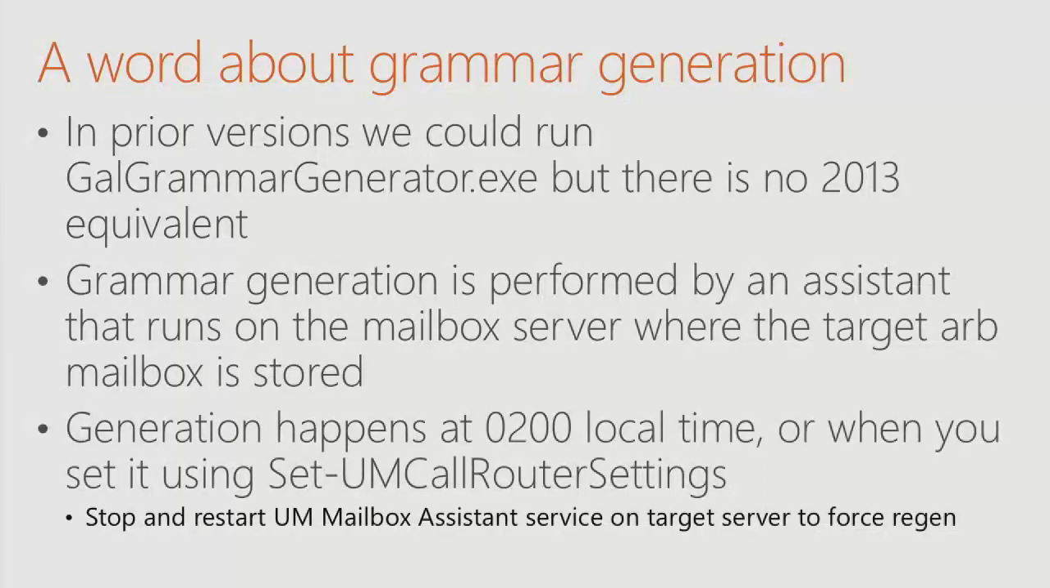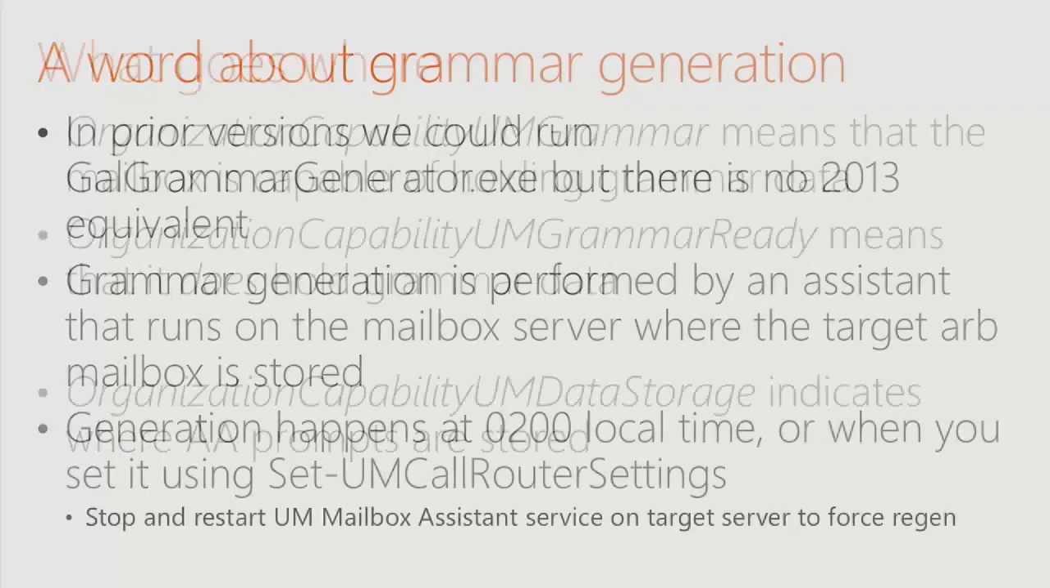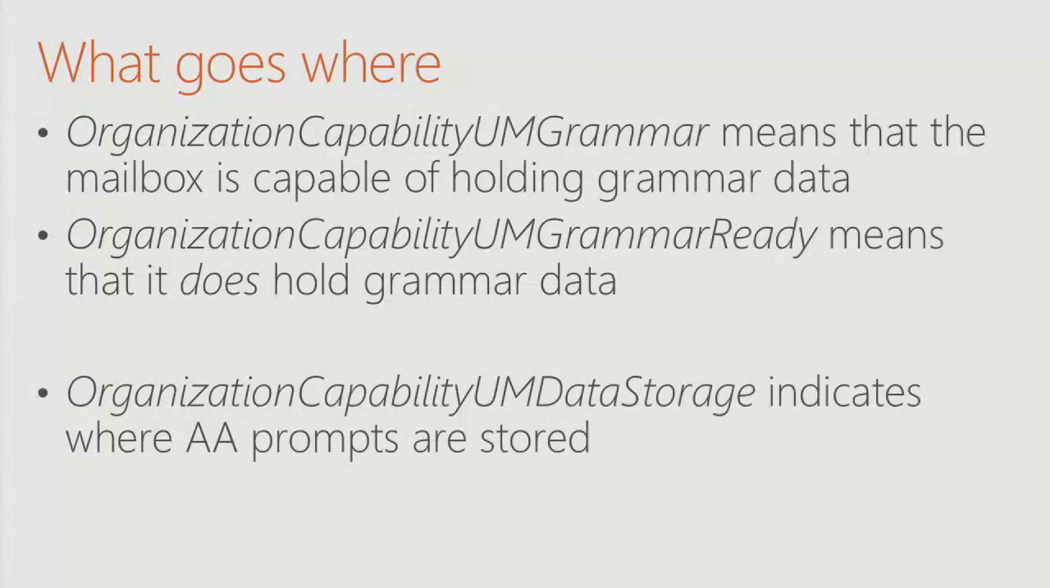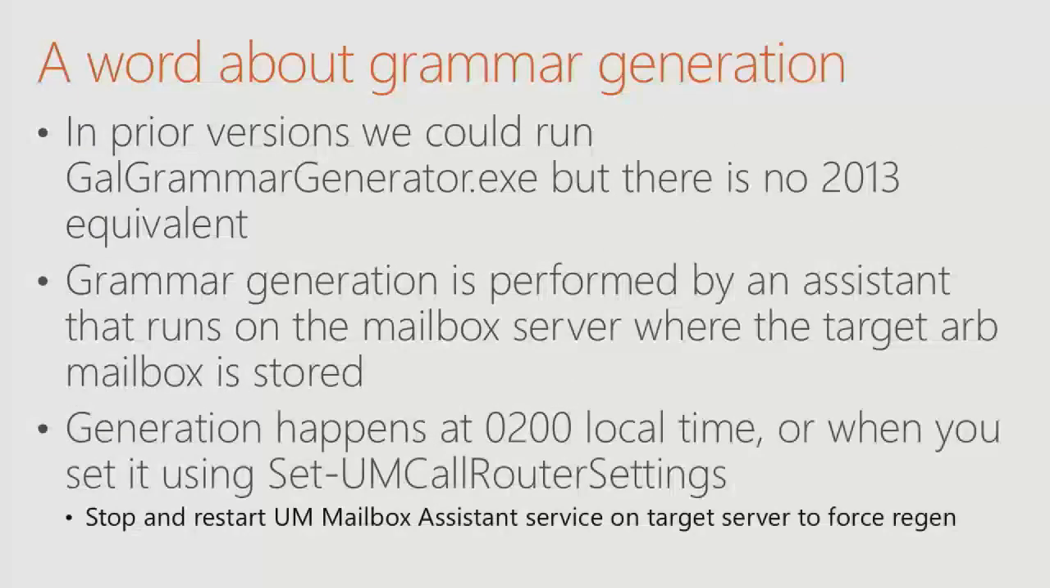Okay? And if you try to get the 2010 version and copy it to your Exchange 2013 server, you deserve what you're likely to have to deal with. I'm just saying. So what happens now is that the Gal grammar is generated by an assistant that runs on the mailbox server where the target arbitration mailbox is stored. How do you know which one is the target? You look for the one that has capability data storage. Okay? I'm going to leave it as an exercise to you guys to figure out what mailbox server database hosts that mailbox, but I'm pretty confident you can all do it, or you wouldn't be here.